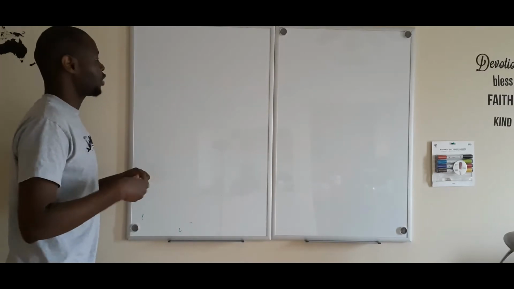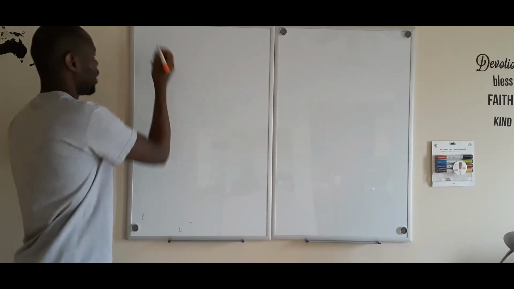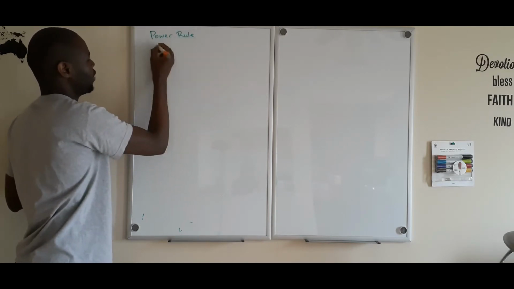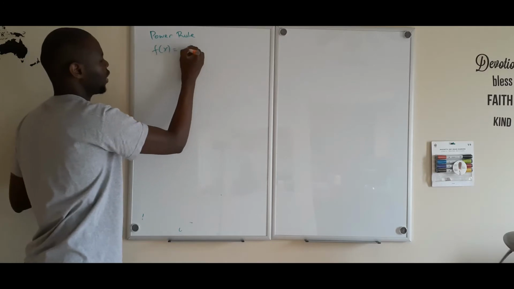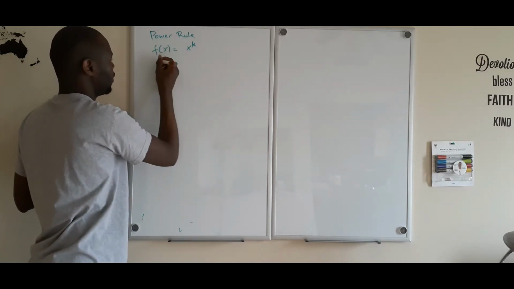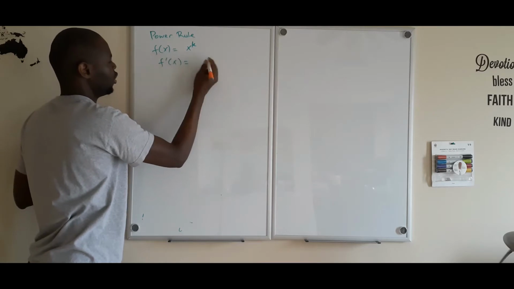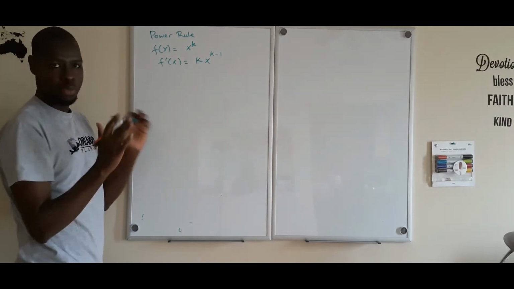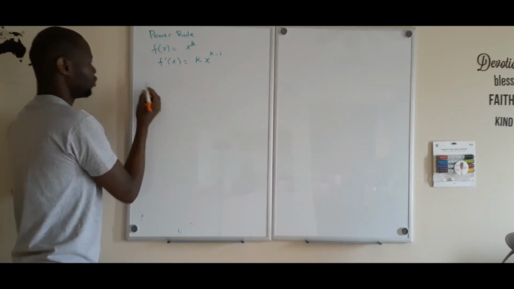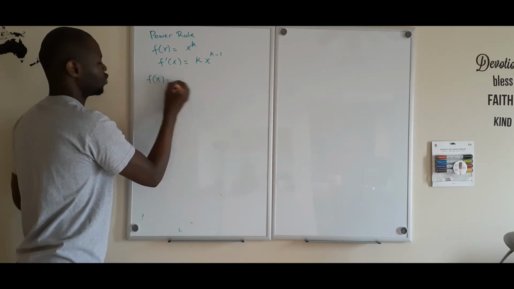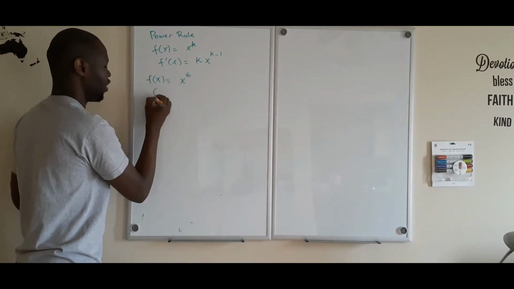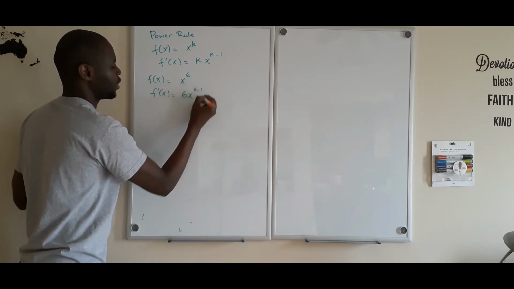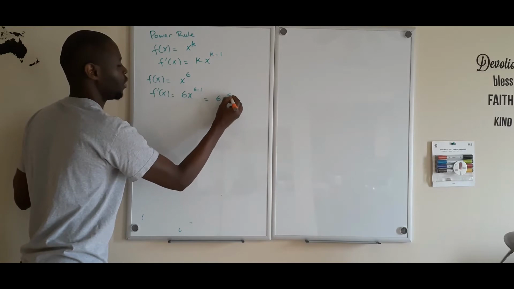In the last video, we talked about the power rule. So we said that if you're given a function f of x equals x to the power k, then f prime of x equals k times x to the power k minus 1. And we know this will be true for any polynomial that is given. So if you were given f of x equals x to the power of 6, your f prime of x equals 6x to the power 6 minus 1, which is 6x to the power of 5.